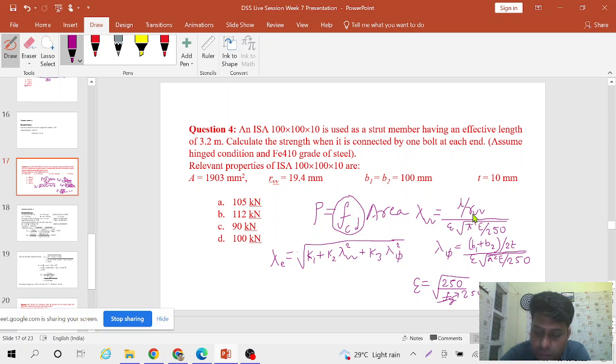Oh, sorry, one minute. Take your own time. No need to be in a hurry. Because if you know each and every concept and you commit calculation mistakes, then everything is gone. Sir, 1.856. Yes, correct. 1.856. So lambda vv value, this we are getting as 1.856. Now calculate the value of lambda phi.